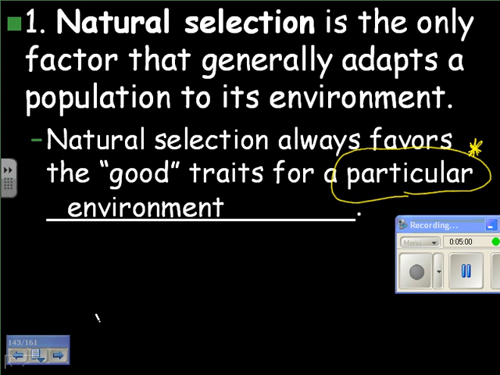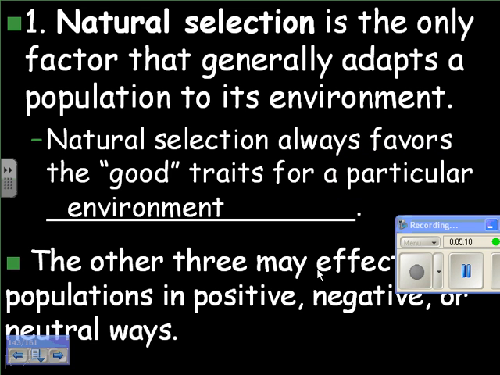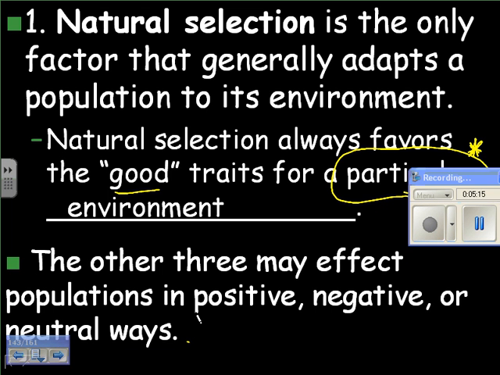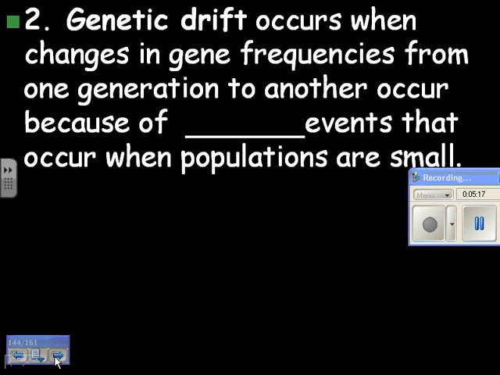So if you're a really speedy rabbit, maybe that's good if you have speedy predators. But if you're a rabbit that blends in better, maybe that's better in certain environments. The other three, genetic drift and gene flow and mutation, they can either be positive or negative or neutral. So let's look at those.